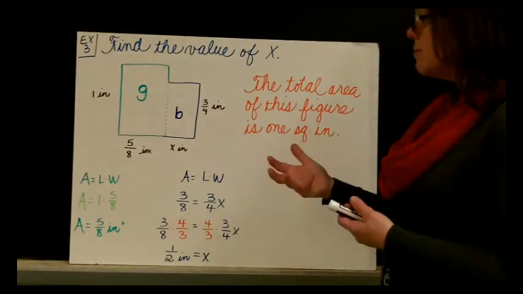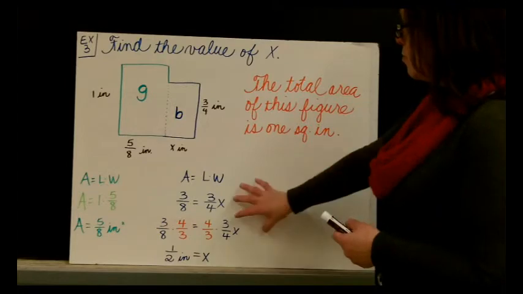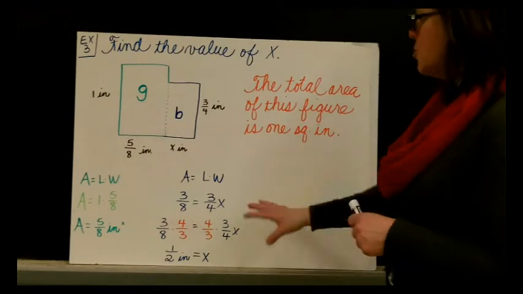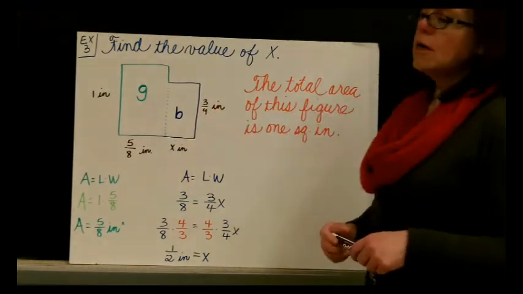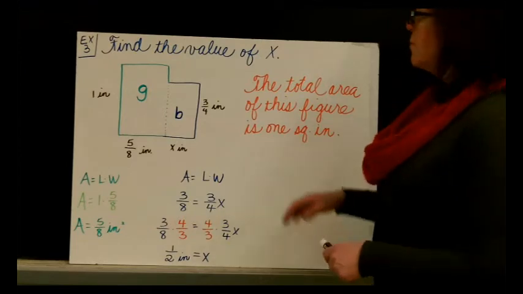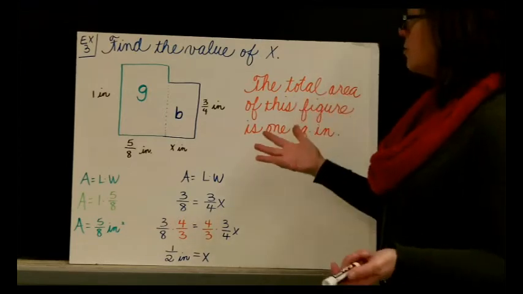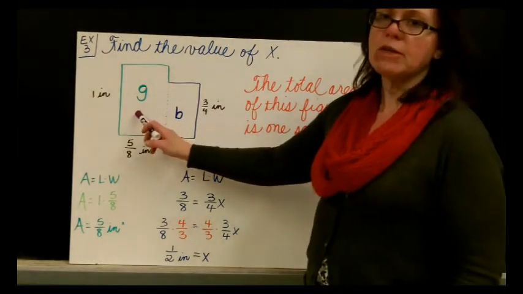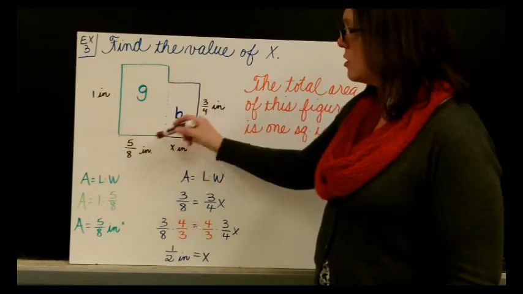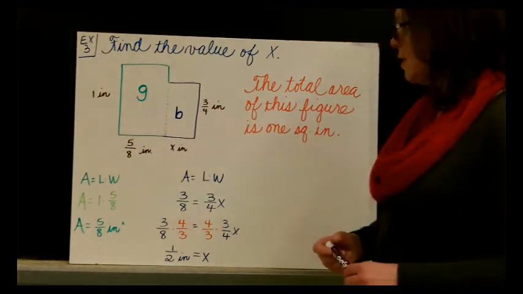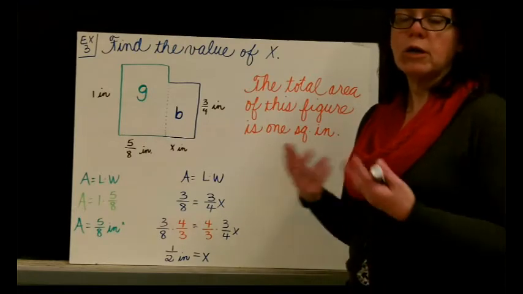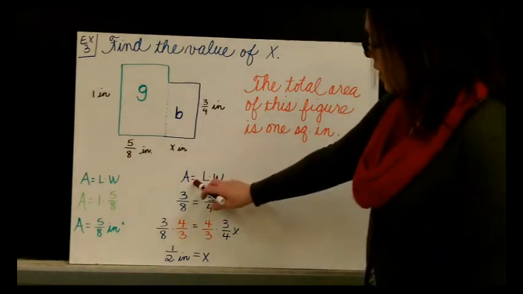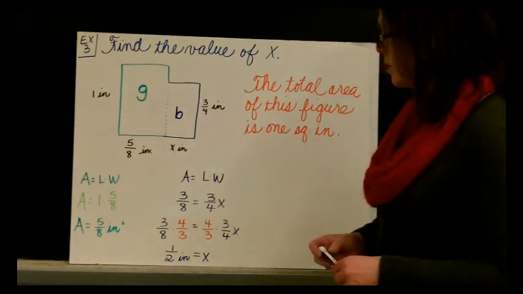Well, now we have to take that information and make an inference or make an assumption about this second rectangle, the blue one. We know that the total area of the figures is 1 square inch. So if the green has an area of 5/8 square inches, that means the blue has to be 3/8 square inches because together 5/8 and 3/8 make 1 square inch. So we again start with our formula, area equals length times width.